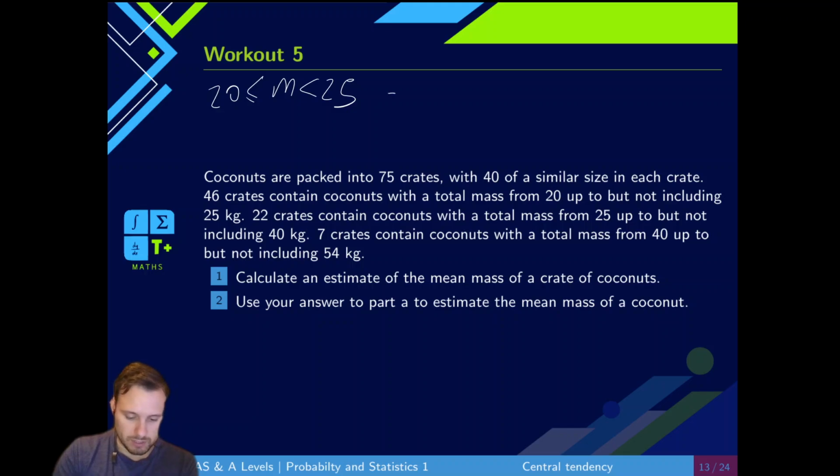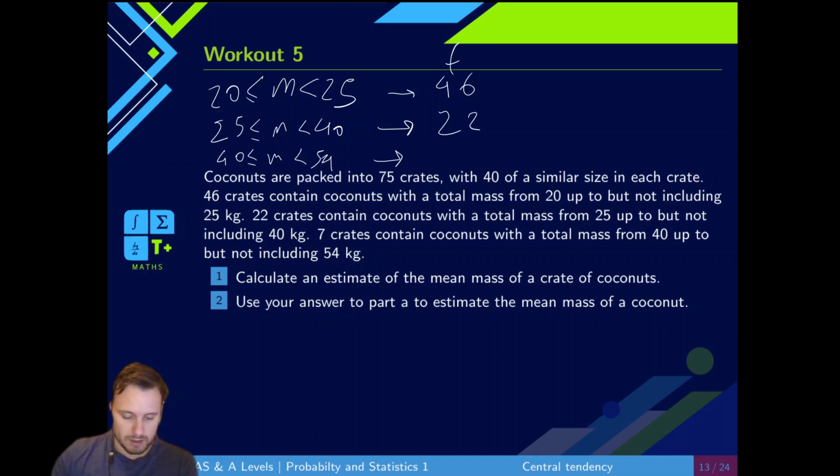This would have a frequency of 46. Then we have a mass of 25 up to and not including 40. So we have here this interval where we have 22 crates. And then finally we have 40 up to but not including 54. These are the values of the frequencies, a frequency of 7. So all of this adds up to 75. If I'm not wrong, this would be 68 and then plus 7, 75.